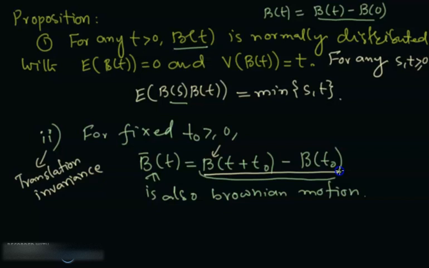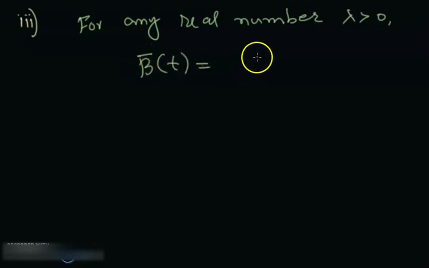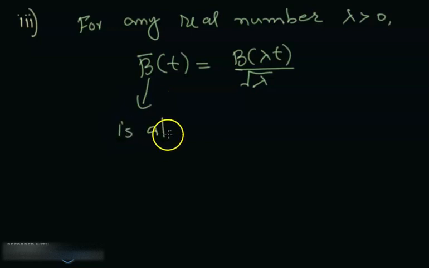We also have a third property. Let me list that as well, and it says that for any real number lambda, positive of course, this stochastic process B hat defined by B of lambda t divided by square root lambda is also Brownian motion, provided that B is Brownian.